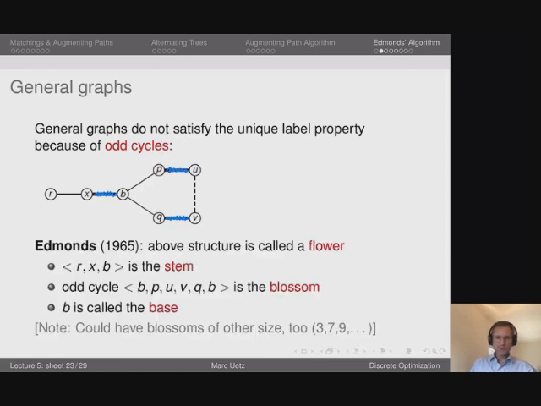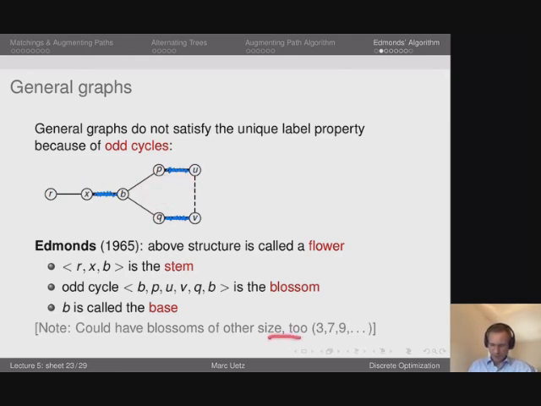He calls this structure that we see here a flower. Okay, so this flower has a stem. We always start building this alternating tree from the root node, and there is a base of this flower. So there is the stem, there is the base, and there is a blossom. The odd length cycle is called a blossom. Here we are looking at an odd length cycle of total length 5.